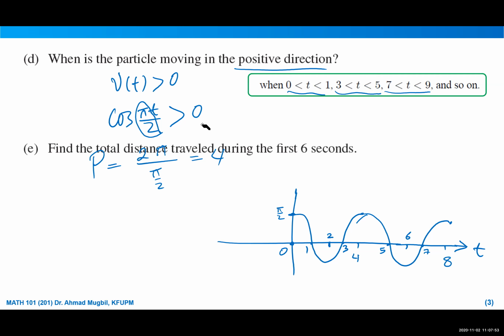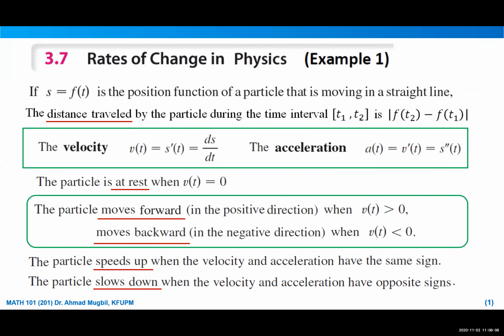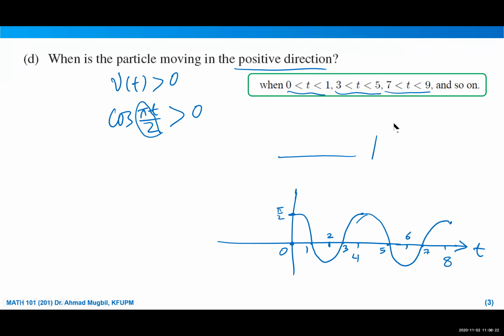Now, find the total distance traveled during the first 6 seconds. I mentioned at the beginning that to find the distance traveled between T1 and T2, you just take the absolute value of the position function. But of course, this is the case only if the velocity is always positive or always negative, so it doesn't change. But here, if you look at this, from 0 to 6, the velocity changes. It is not always positive or always negative, so it is not only in the same direction.